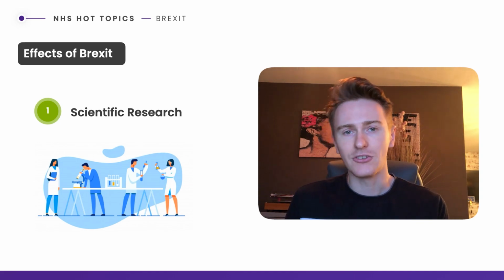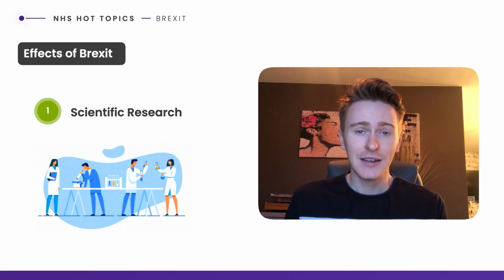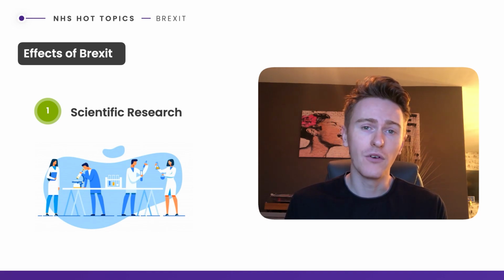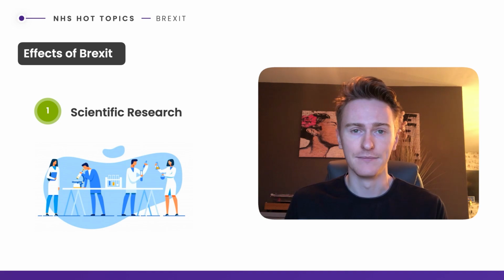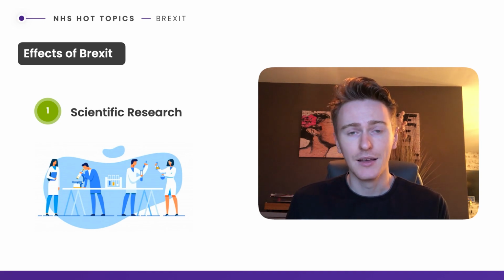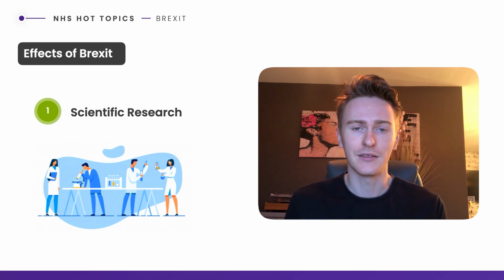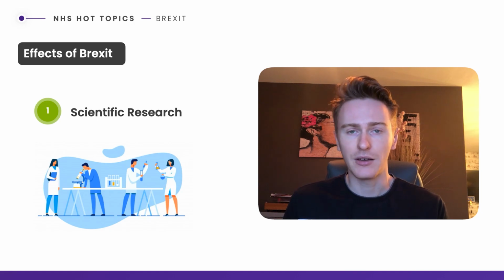An even bigger issue is the funding. Actually the UK is a net receiver in terms of scientific research funding, and we receive a net of 3.4 billion euros every year. Now, without that money, that reduces the likelihood of innovation and inventions happening within scientific research, which might slow down the process of research and access to medical treatments.